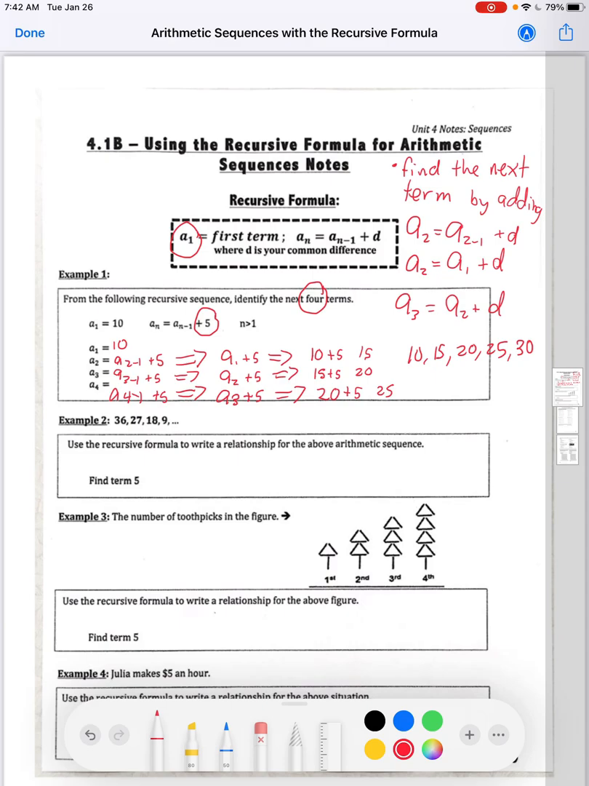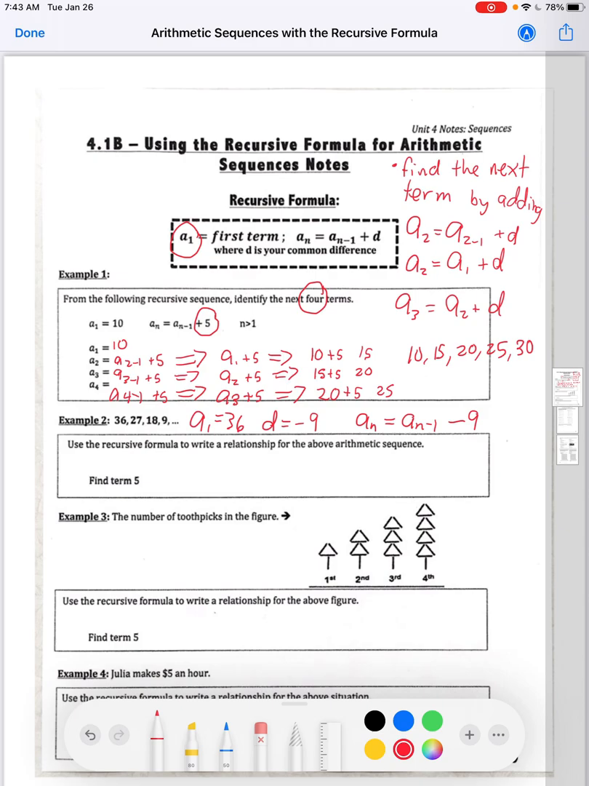All right, next example. We're just given the sequence, sorry. We aren't told what the formula is. So let's see if we can figure it out. 36, 27, 18, 9. It appears that we're adding negative 9 each time, so our d is going to be negative 9. And our first value is 36. So if we were to write that with the recursive formula, it would be a of n is equal to a of n minus 1 minus 9.